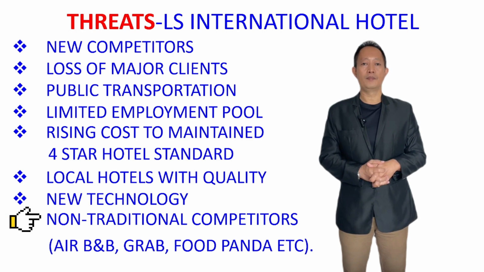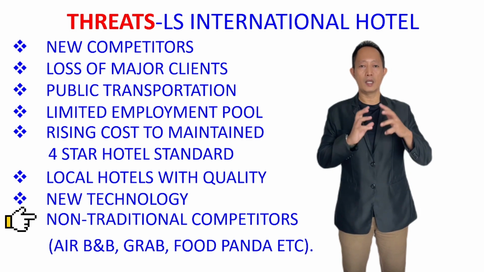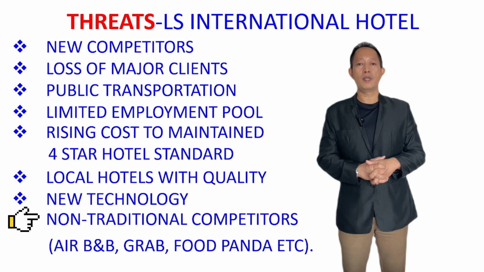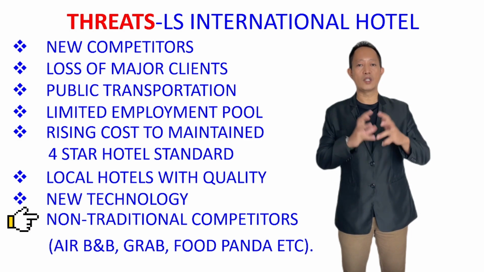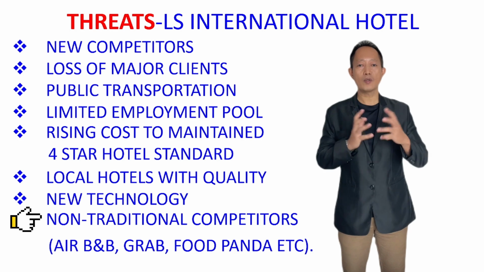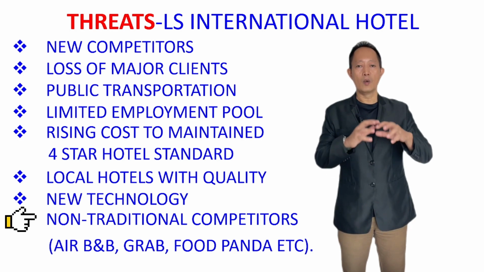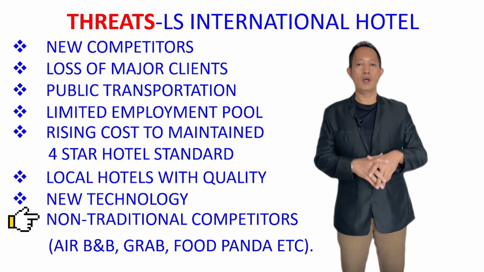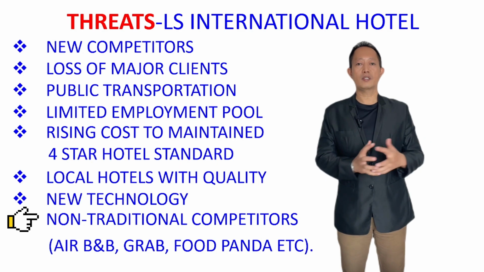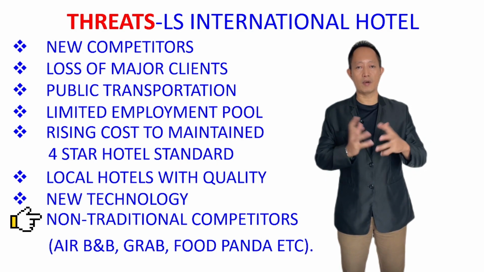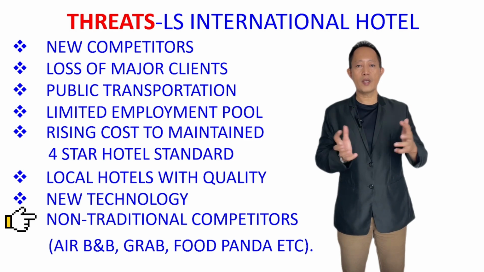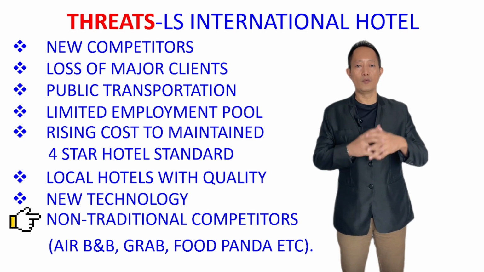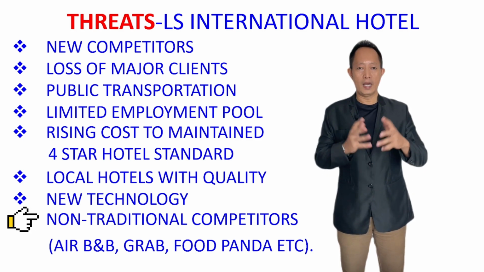Non-traditional competitors like Airbnb, Grab, Foodpanda, and so on. As you know, Airbnb is very challenging to attract the backpacker and also low budget customers. We have Grab now. Customers order food by Grab or Foodpanda. They don't spend their money in our restaurant. This is the threat. Okay, now we already talked about SWOT analysis for strength, weaknesses, opportunity, and threat.